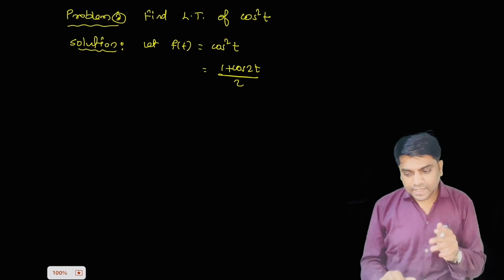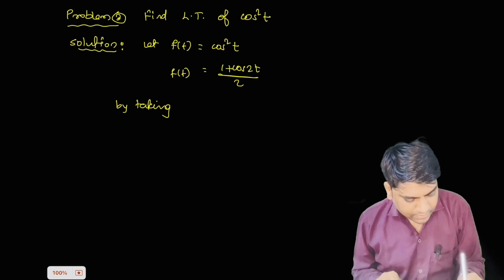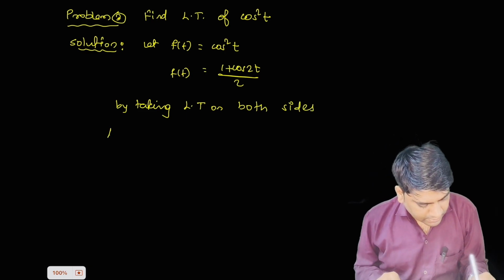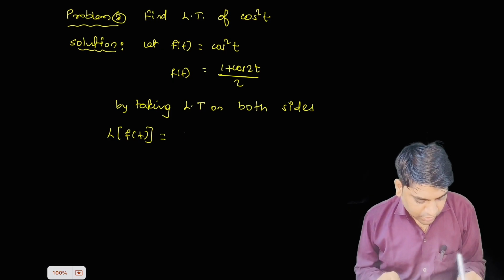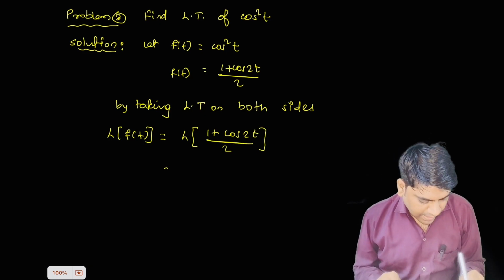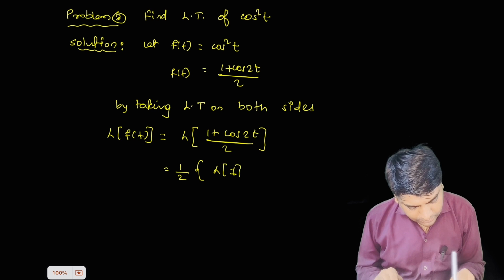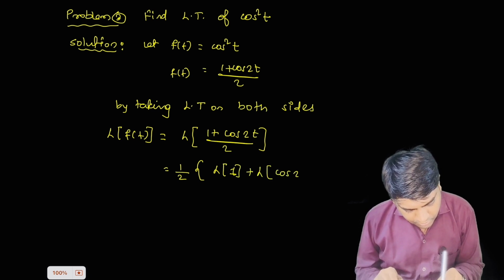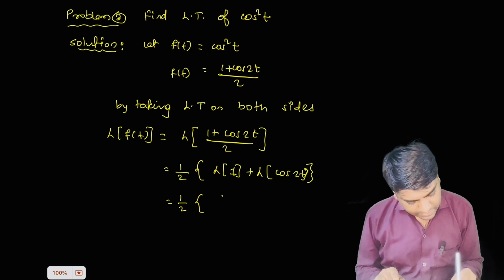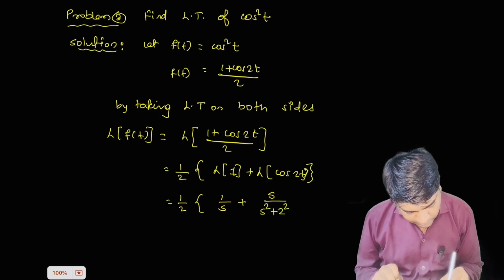Okay, now what can we do with this? We can take the Laplace transform. So by taking Laplace transform on both sides, we'll get Laplace transform of f of t, which is equal to Laplace transform of 1 plus cos 2t upon 2. Okay, now I can take 1 by 2 as a constant outside the Laplace, and here I'll get Laplace of 1 plus Laplace of cos 2t. So this is 1 by 2. Now we know that Laplace of 1 is 1 by s, plus Laplace of cos 2t, which is equal to s upon s square plus a square, that is 2 square.